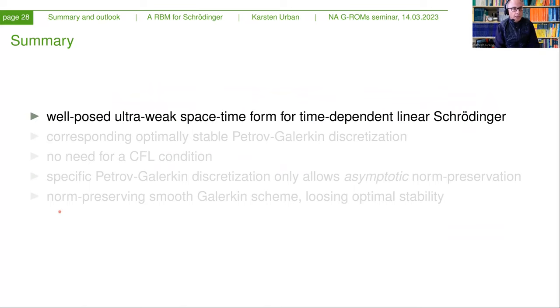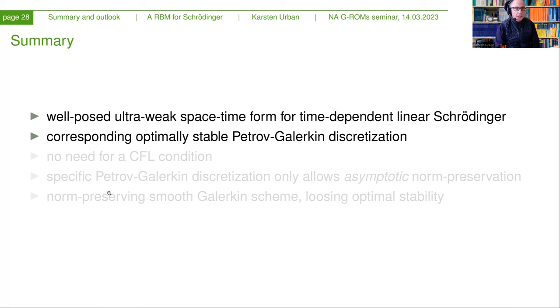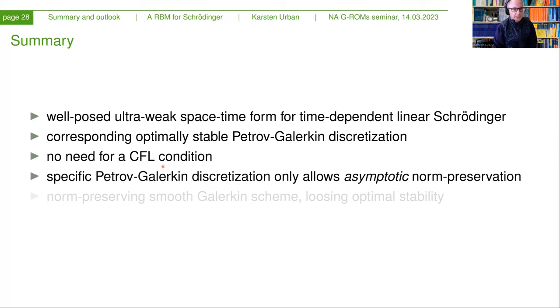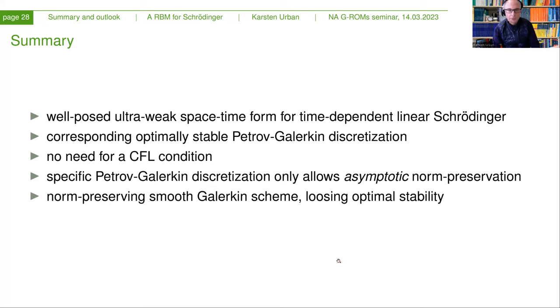Let me summarize. I tried to propose to you a well-posed ultra-weak space-time form for the time-dependent linear Schrödinger equation, along with a correspondingly optimally stable Petrov-Galerkin discretization, optimally stable in the sense that the inf-sup and also the discrete inf-sup is one. There's no need for a CFL condition. We have seen that the specific optimally stable Petrov-Galerkin discretization only allows for asymptotic norm preservation, whereas a non-optimally stable Galerkin scheme allows for exact norm preservation.